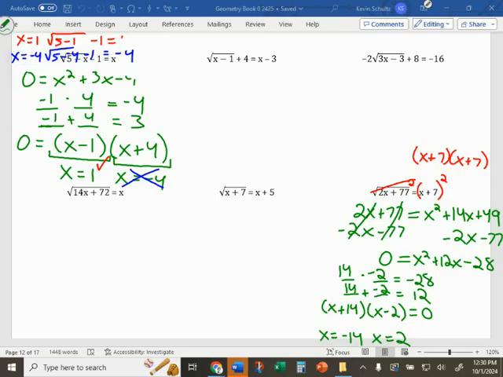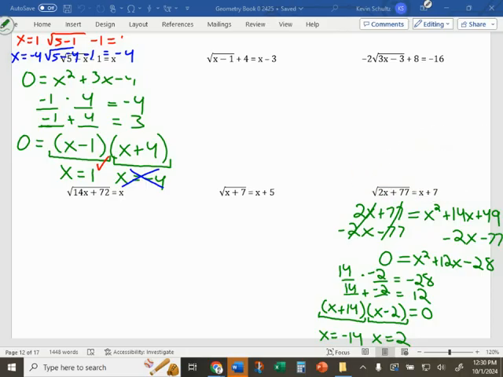We want to make each set of parentheses equal to 0. Negative 14 plus 14 is 0. 2 minus 2 equals 0. Now, we have to check. I don't like checking. Okay? So we go back up here.